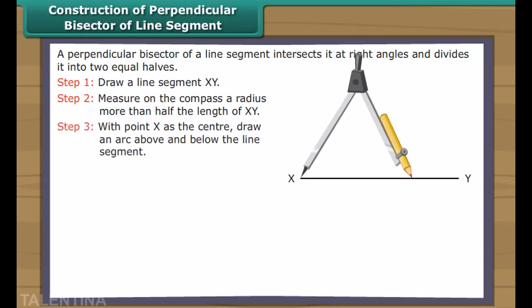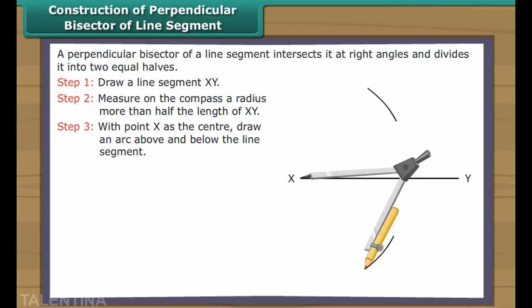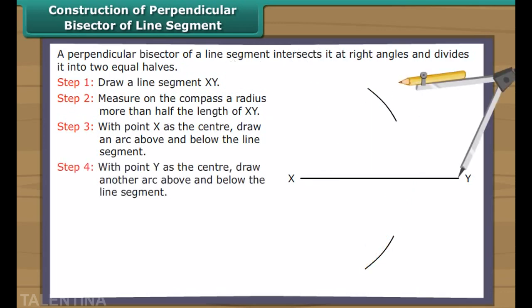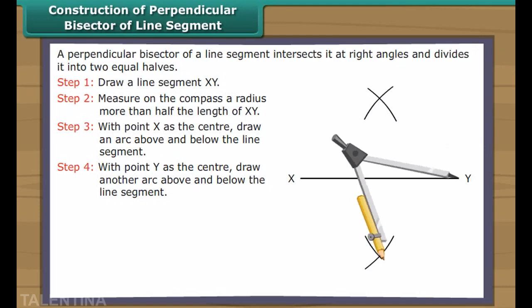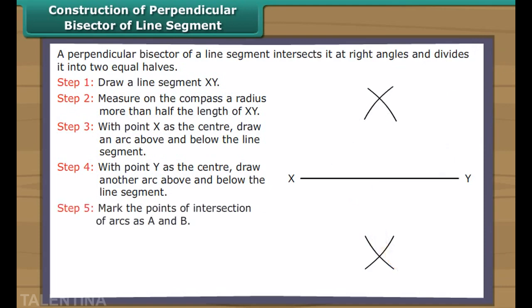Point X as the center. Draw an arc above and below the line segment. With point Y as the center, draw another arc above and below the line segment. Mark the points of intersections of arcs as A and B.